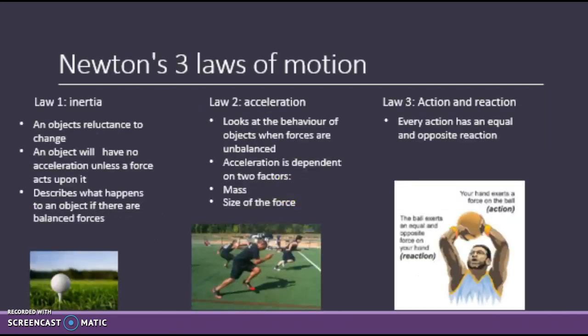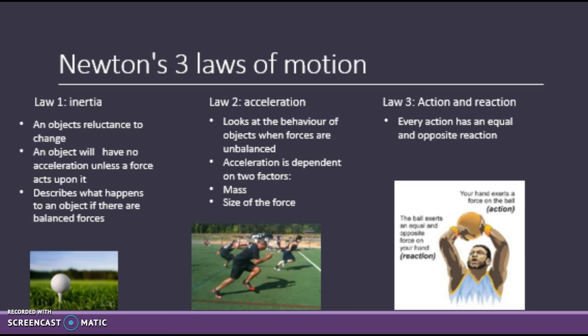Newton created three laws of motion, beginning with his first law of inertia, stating that every body or object at rest, or moving with constant velocity in a straight line, will continue in that state unless acted upon by an external unbalanced force. This means that an object is very reluctant to change, and only will if an unbalanced force is exerted. This law describes what will happen to an object if the forces are balanced.